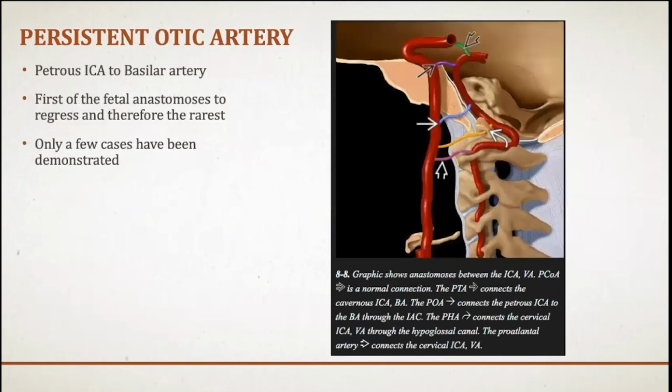And then there's a persistent otic artery, and this connects the petrous ICA to the basilar artery. And this is the first of the fetal anastomoses to regress, and therefore the rarest. So that statement should make sense to all of you. And there's only been a few cases that have been reported in the literature regarding this variant.